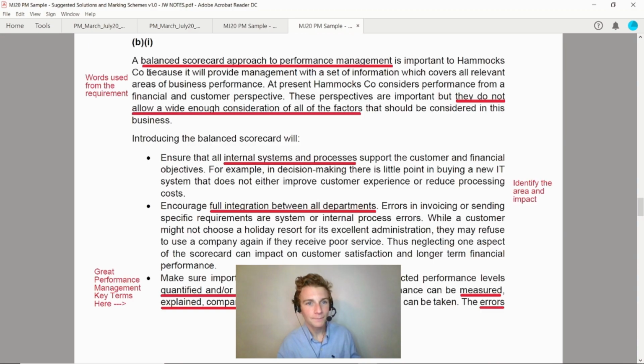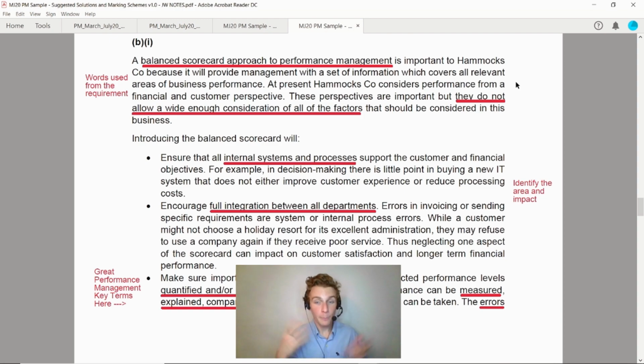Now look at the answer. A balanced scorecard approach to performance management is, okay, and why is it important? Take the words from the requirement, get them down in your answer to kick yourself off and get the ball rolling. Because it will provide management with a set of information, key thing there, which covers all relevant areas of business performance. At present, Hammock Co consider performance from a financial and customer perspective. So get a note down on that. That is referring to the 2 objectives at the top.